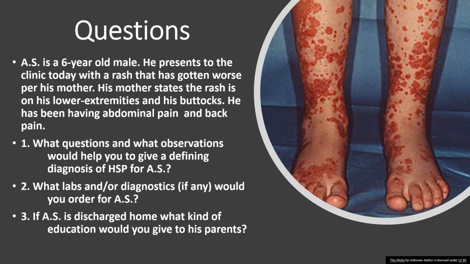AS is a 6-year-old male. He presents to the clinic today with a rash that has gotten worse per his mother. His mother states the rash is on his lower extremities and his buttocks. He has been having abdominal pain and back pain. What questions and what observations would help you to give a defining diagnosis of HSP for AS? What labs and/or diagnostic studies, if any, would you order for AS? If AS is discharged home, what kind of education would you give to his parents?